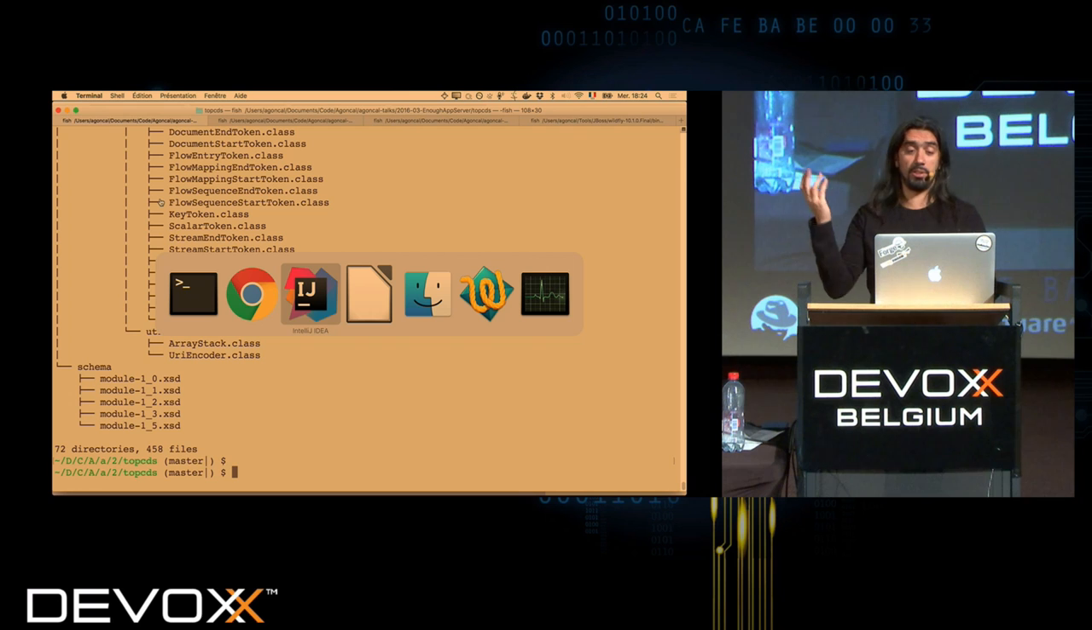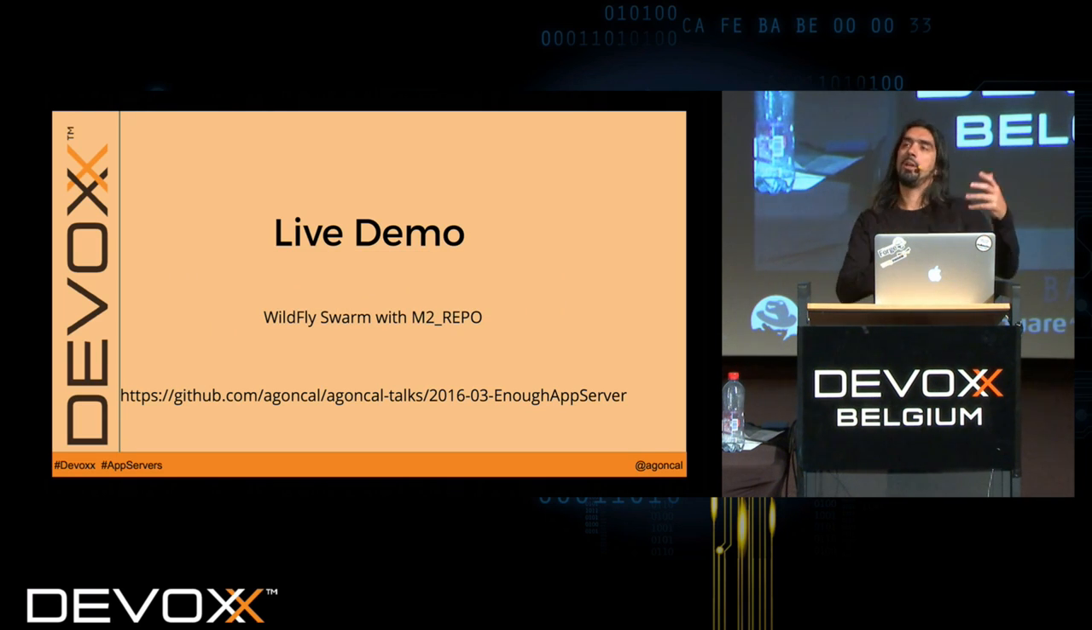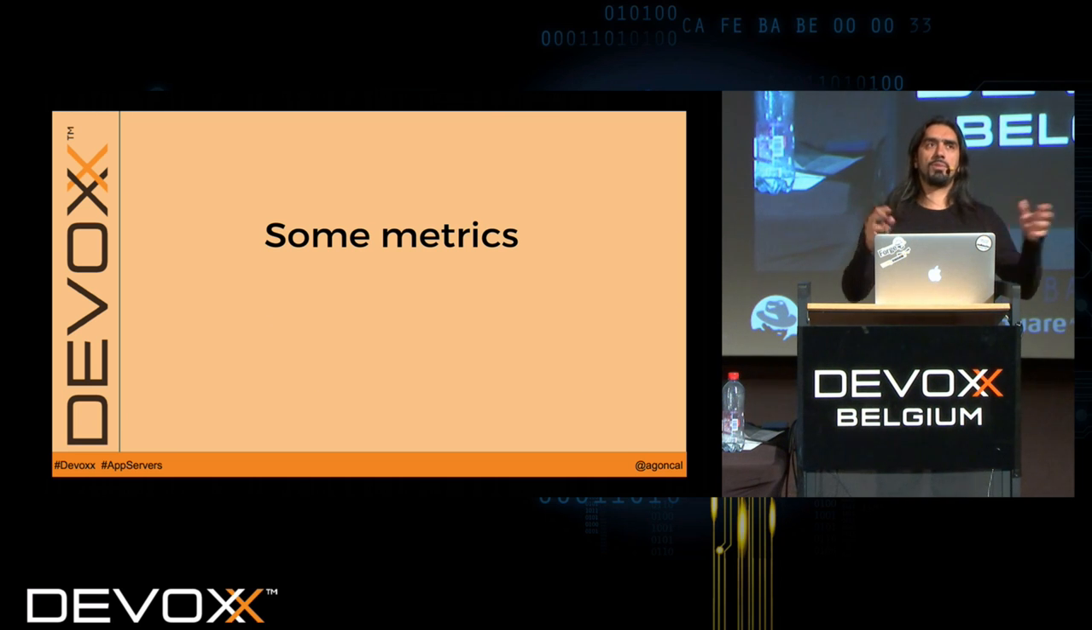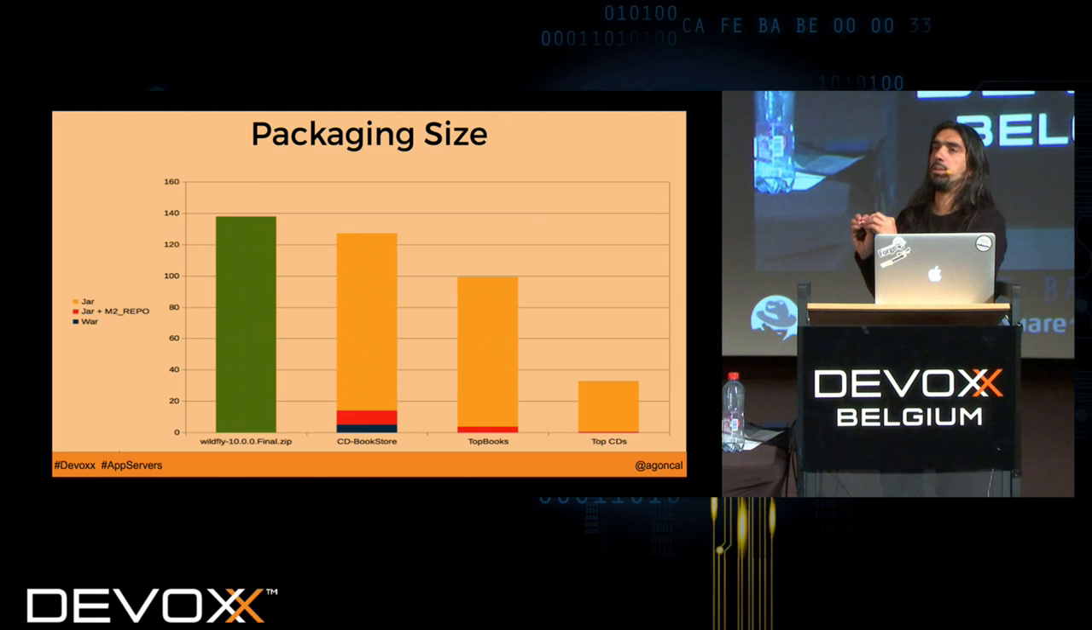I don't know if I'll be using that in production one day, but I found it interesting to push the packaging a bit further than what we're used to. Some metrics about what I've just done. In the green, the green bar is when you go to the internet and download WildFly, zipped. So WildFly is 140 megs, the full Monty. And if you go to the far right, Top CD only uses the Undertow fraction. When we package that into our fat jar, the fat jar is 30 megs. So in this aspect, we gain a lot of disk space. And as you can see, because the CD bookstore uses most of Java EE, when you zip it, it's more or less the same size as WildFly because it uses the EJB fraction and so on.